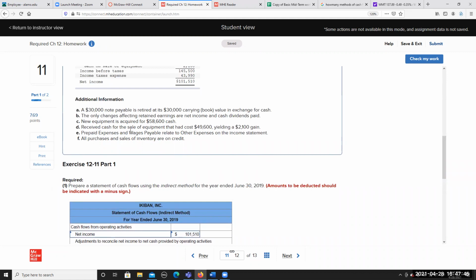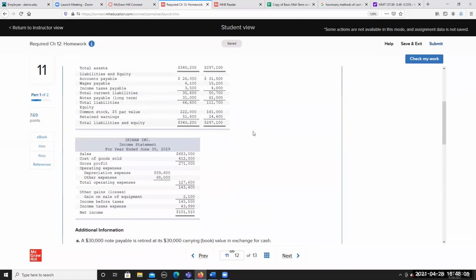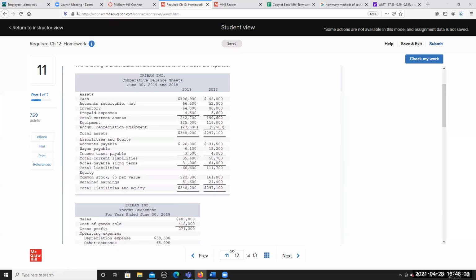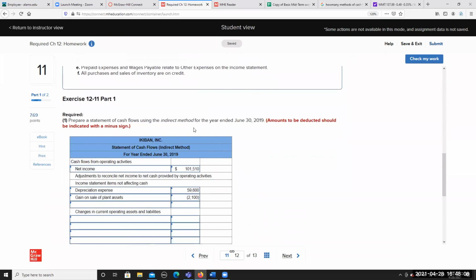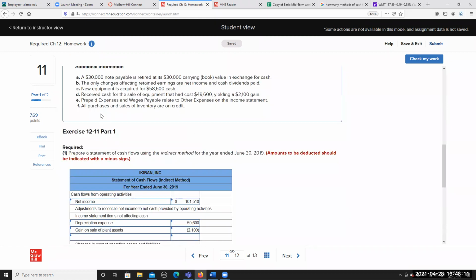Cash received for the sale of equipment that cost 49.6 yielded a 2,100 gain. Depreciation. So we're going to have to see, there's some more work in there. And all right, anything else in the notes? All purchases and sales of inventory on credit. Okay, so first, let's attack the retained earnings.